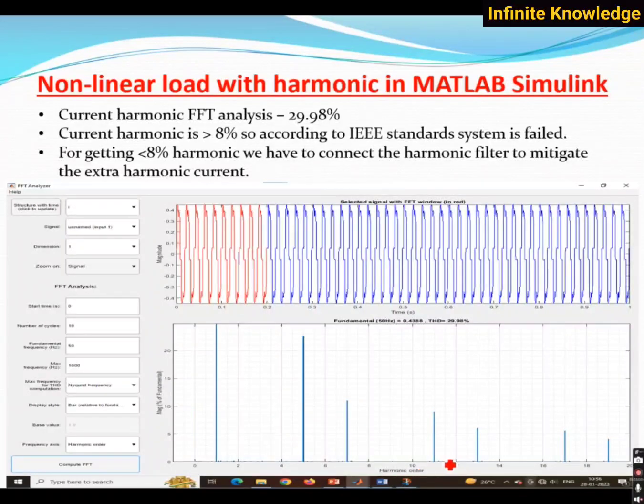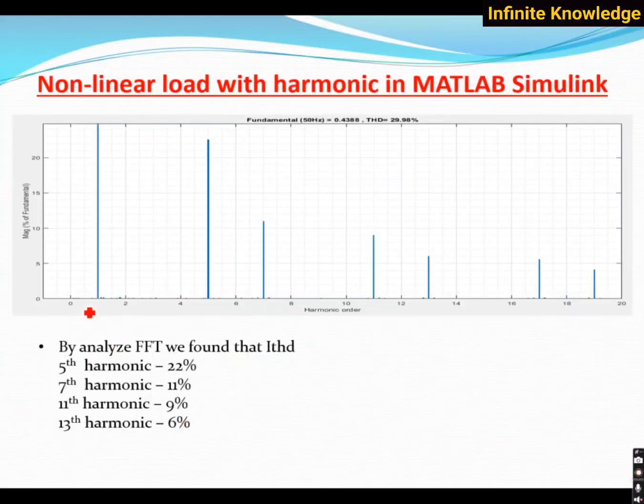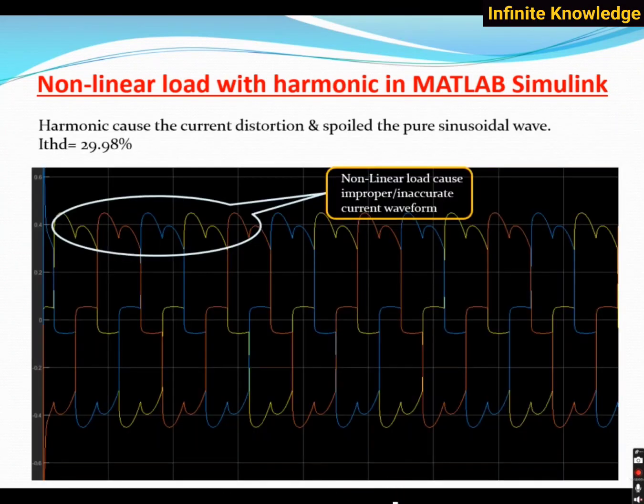Seventh harmonic is nearly 11%. Ninth harmonic, 11th harmonic is nearly 9%, and 13th harmonic is nearly 6%. You can see here we are getting this type of harmonics: 12.2%, 11%, 9% and 6%. Now you have to mitigate, you have to remove these harmonics from your system.